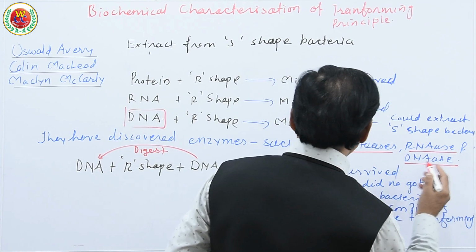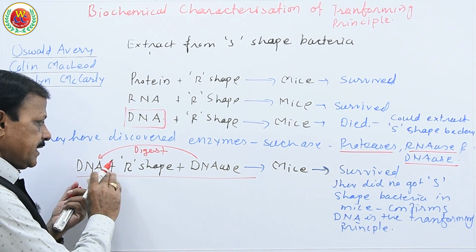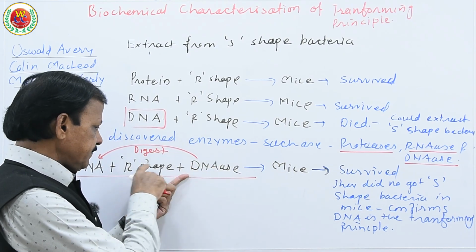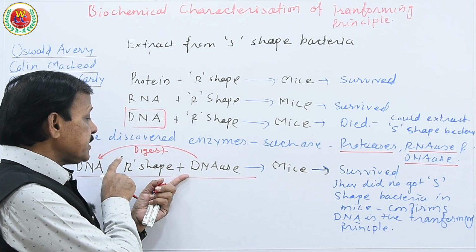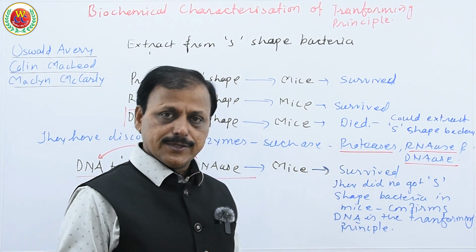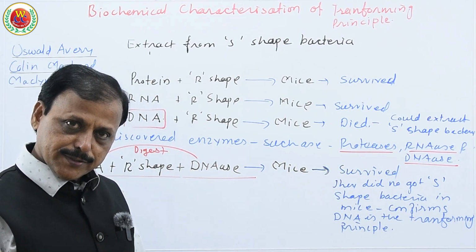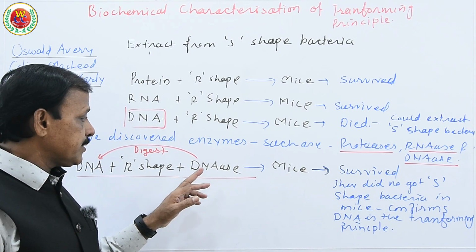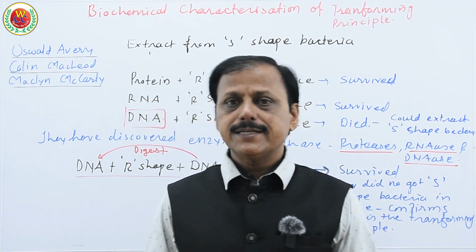Once again, to clarify, when they used these three enzymes, proteases, RNase and DNase, along with this combination: with DNA, R-shaped bacteria and proteases, there was no change and the mice died. With DNA, R-shape and RNase, the mice died. But with DNA, R-shape and DNase, the mice survived. It is very clear to you. With the use of protease and RNase there was no change; this statement is given in the book. But when DNase is used, the mice survived. This shows that DNA is the genetic material.